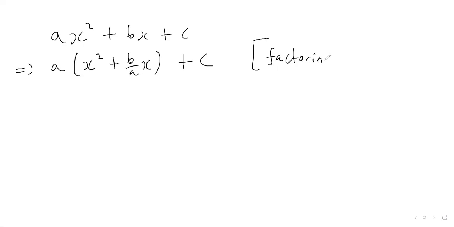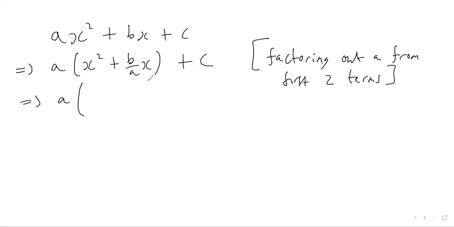So factoring out a from the first two terms, that's the first step there. The next step I'm going to do is look at this x squared plus b over a x, and I'm now going to do the technique that we've done from GCSE, where we write it like this. We're going to put this into brackets there.